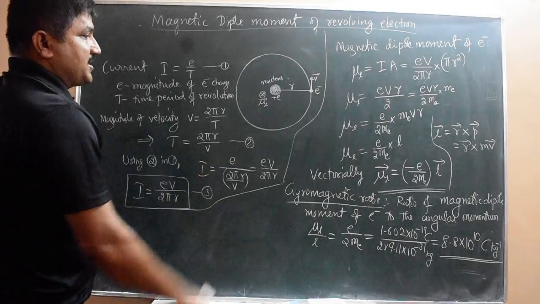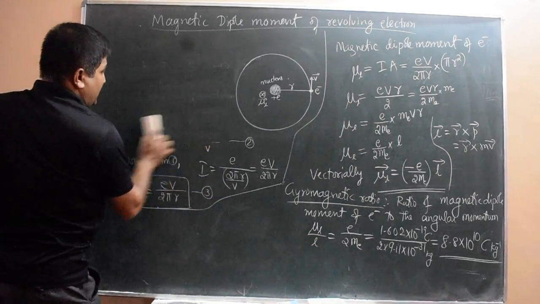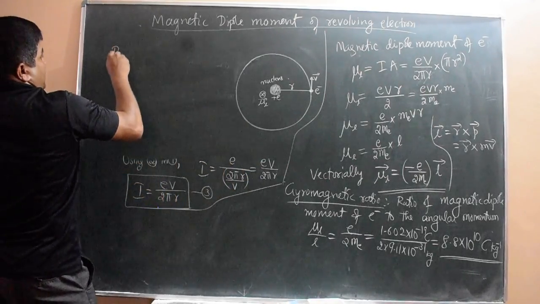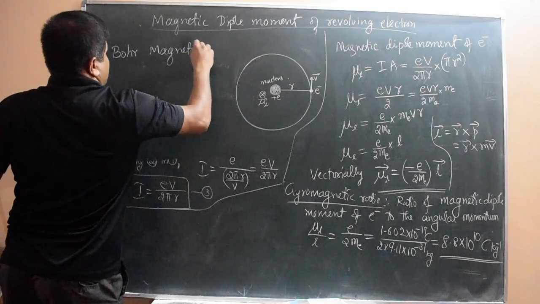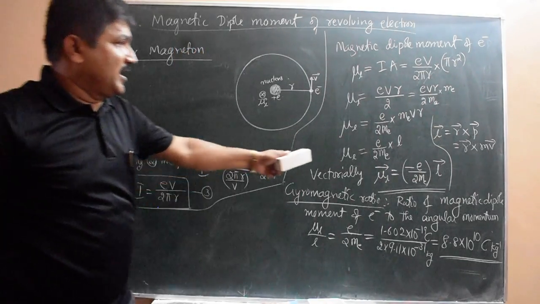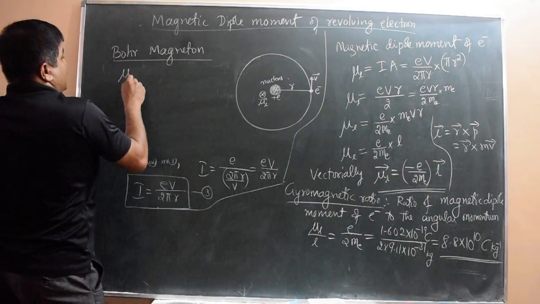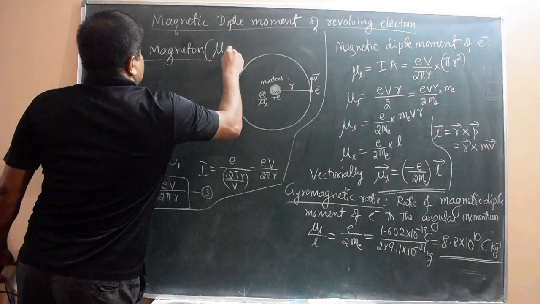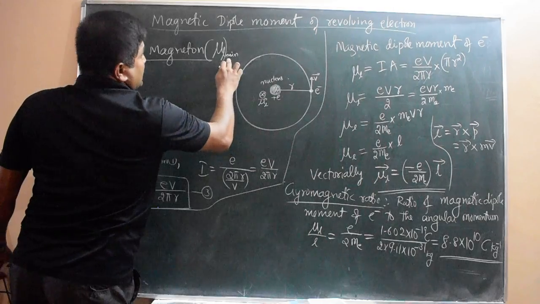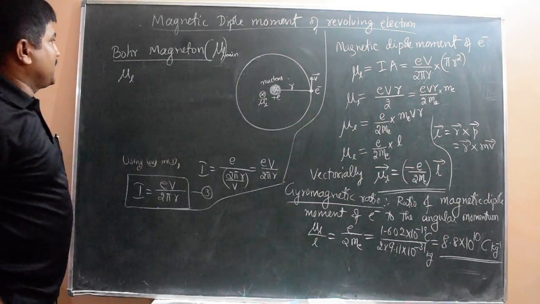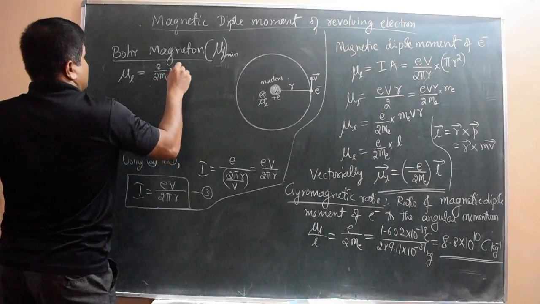Then next comes the Bohr magneton. Last one definition is there, a very important definition. Bohr magneton means the minimum value of the magnetic dipole moment of the electron. So I have here mu L minimum, that is called the Bohr magneton. So mu L equals e by 2me into L.